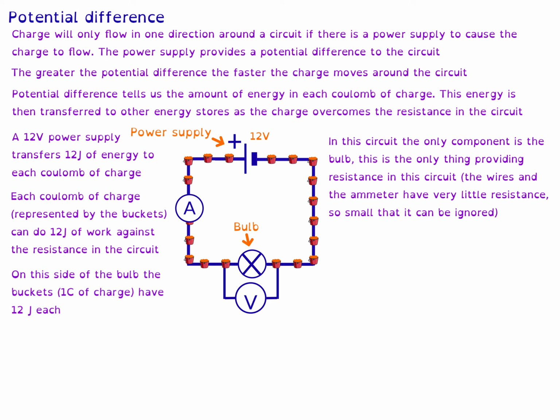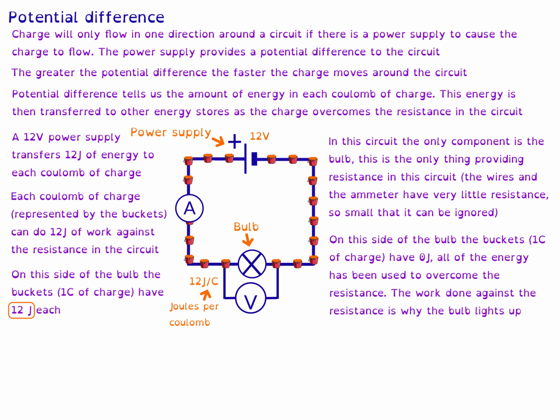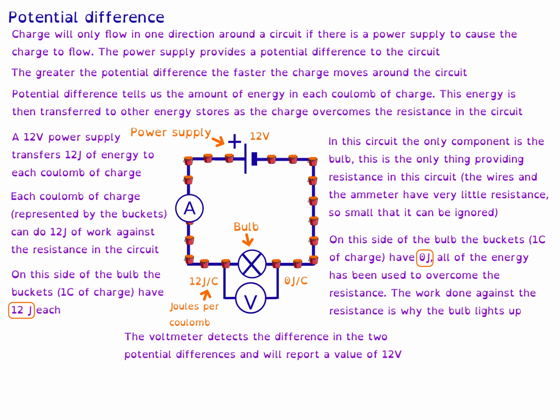On this side of the bulb, the buckets, 1 coulomb of charge, have 12 joules each. On this side of the bulb, the buckets, 1 coulomb of charge, have 0 joules. All of the energy has been used to overcome the resistance. The work done against the resistance is why the bulb lights up. The voltmeter detects the difference in the two potential differences and will report a value of 12 volts.